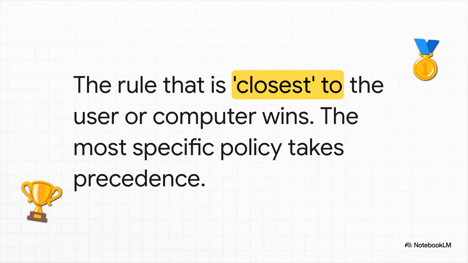And the answer, it's actually beautifully simple. The rule that's closest to the user or the computer wins. That's it. Since the HR department's rulebook, the OU, is way more specific and closer to that new hire than the general company handbook, the domain, its rule is the one that takes precedence.